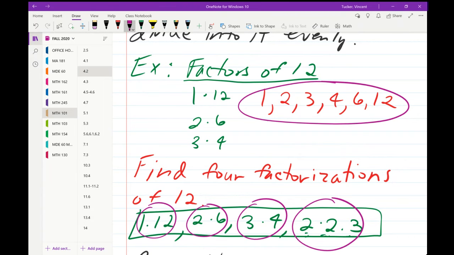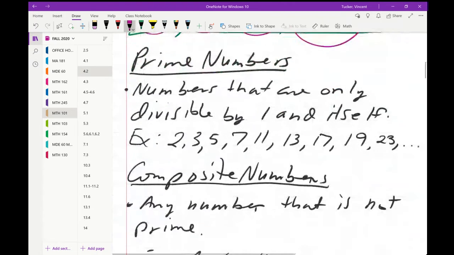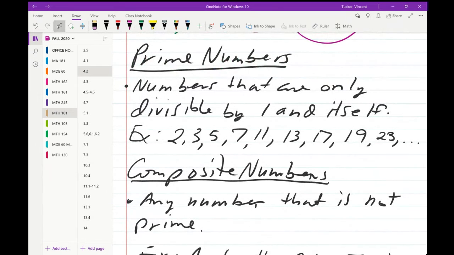All right, so let's go up. Prime numbers: numbers that are only divisible by 1 and itself. So here's your list of the first few prime numbers: 2, 3, 5, 7, 11, 13, 17, 19, 23, and so on. The list goes on to infinity.